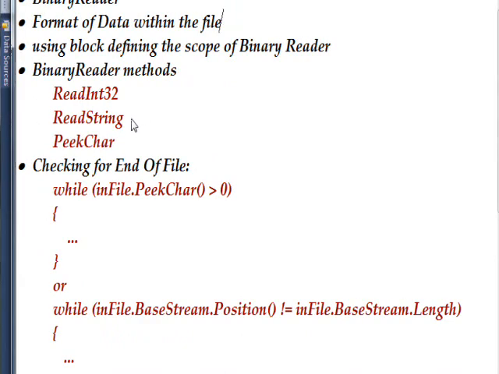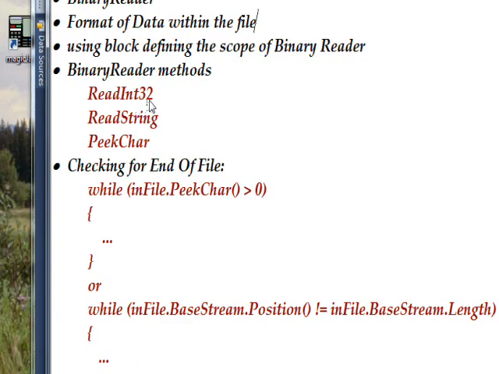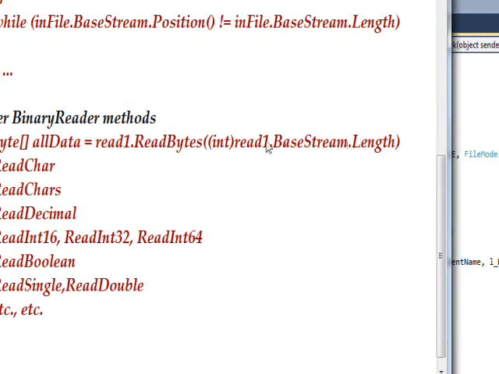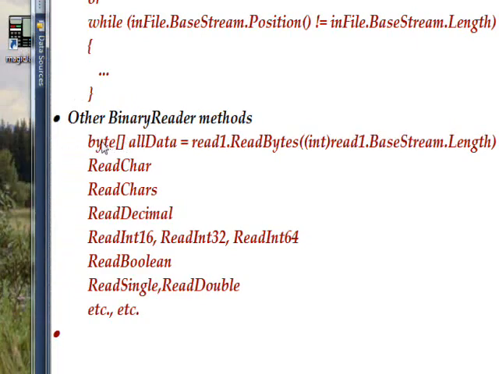So the main two methods we're using within the loop are readInt32 to read in our 4-byte integer, and ReadString to read in the student name and the date strings. And that's pretty much it. There are, however, a lot of other methods you can use with BinaryReader. For instance, we could just read in all the bytes using readByte and use the base stream length to read in all the bytes to a byte array buffer.